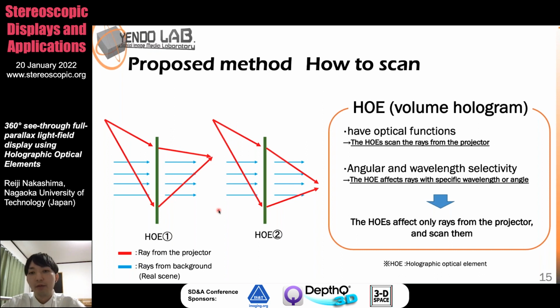By recording the HOEs with the same shape of waves as the rays from the projector, the HOEs in the proposed display scan the rays from the projector, same as the principle in the previous slides. Also using the selectivity, the rays from the projector are affected by the HOEs, but the rays from background are not affected and just pass through the HOEs as shown in this figure. This blue arrow is the rays from background, and the red arrow is from the projector. Therefore, the HOEs realize the function to scan the rays from the projector and also realize see-through.